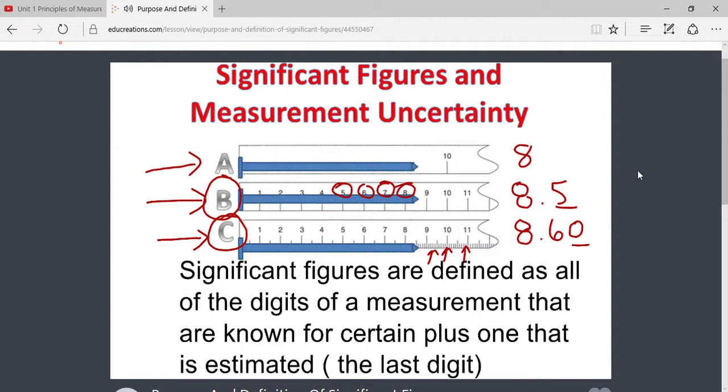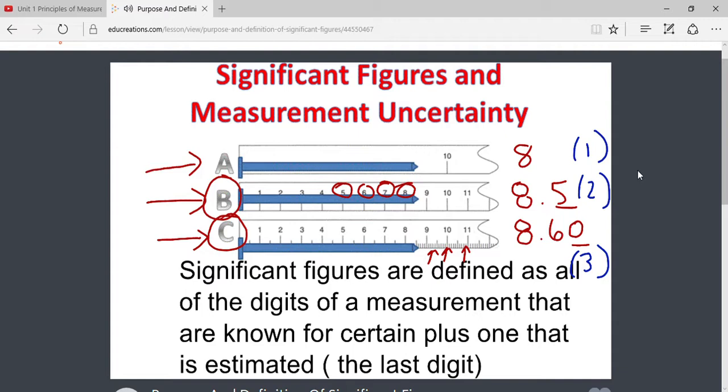Again, the point with significant figures is they communicate how uncertain or how certain measurements truly are, and it's always based on the type of equipment that was used to make a measurement. When we have improved equipment, we often have improved certainty in measurement. Ruler A only gave us one digit that we would call a significant figure. Ruler B, however, gave us 2 digits that would be considered significant figures, and ruler C gave us 3 digits that we would call significant figures.